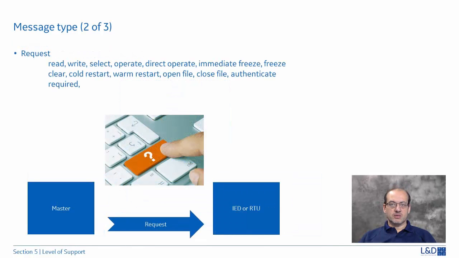A request from the master to a server or a slave device could include either a read, a write, a freeze, or an immediate freeze, an authentication message, a file handling message like open a file, get a file, or a restart message. So the device is being requested to do a cold restart or a warm restart, or to clear certain statuses, like a clear of a freeze status.